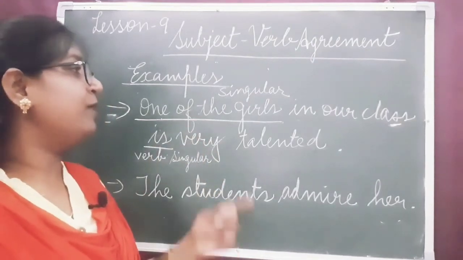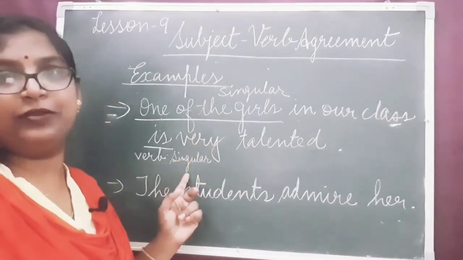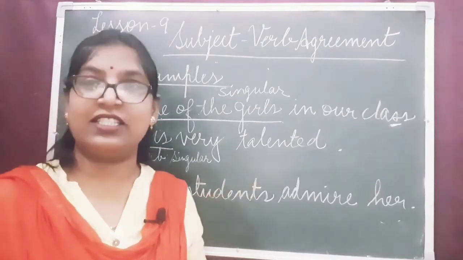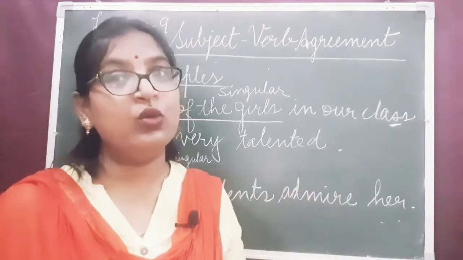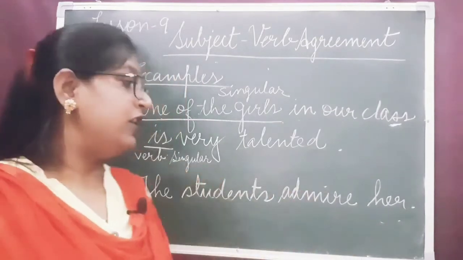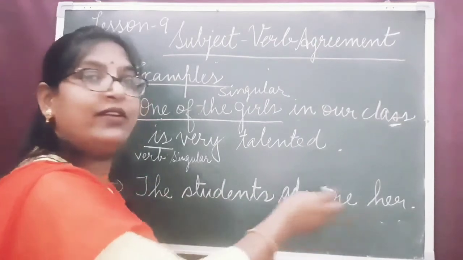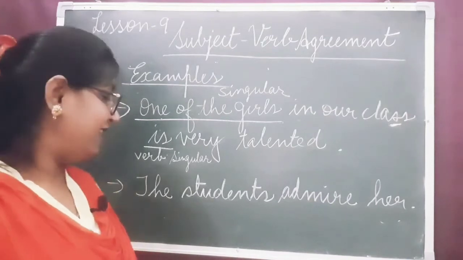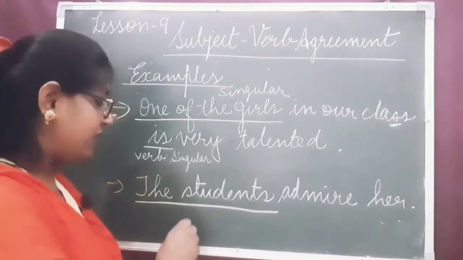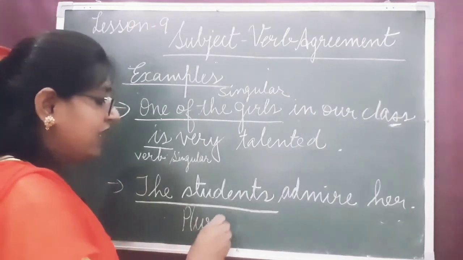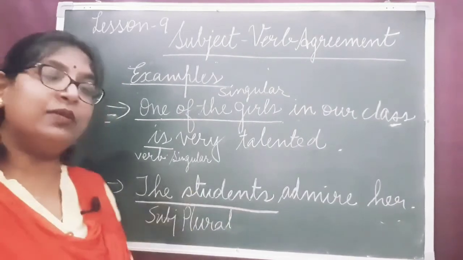So, dear children, when the subject is singular, we use the singular verb. Always remember, when the subject is singular, we use a singular verb, and when the subject is plural, we use a plural verb. You can see the next example. The students admire her. What is the subject? The subject is the students. It is plural in number.